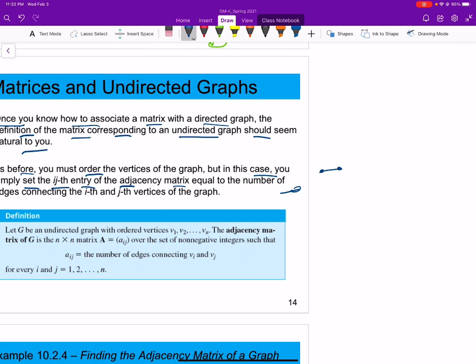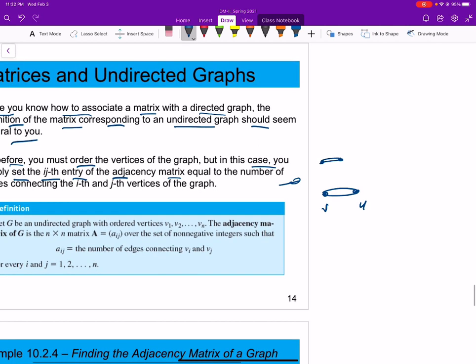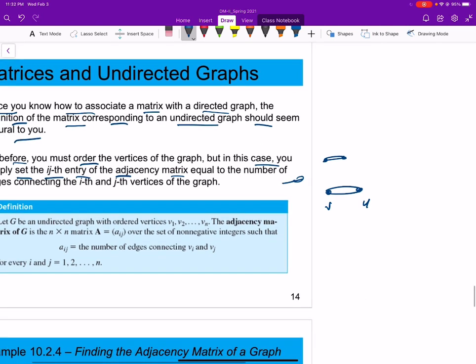Here you simply check whether they are connected or not. If they are connected, then that's the number. Let's say there are two vertices, v and u. They are connected by two edges. So in the adjacency matrix, this location is represented by 2. Okay, so that's very straightforward.